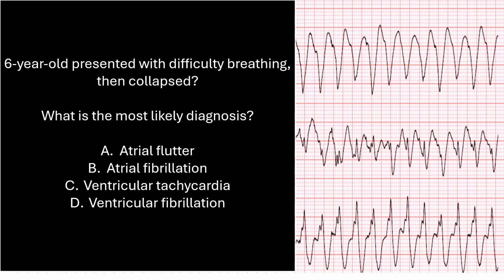This is a 6-year-old presented with difficulty breathing, then collapsed. What is the most likely diagnosis? If you look at the EKG here, you have tachycardia. You see the QRS complex is wide and bizarre. Wide QRS complex and tachycardia. What is the most likely diagnosis? Atrial flutter, atrial fibrillation, ventricular tachycardia, ventricular fibrillation. The correct answer is ventricular tachycardia.